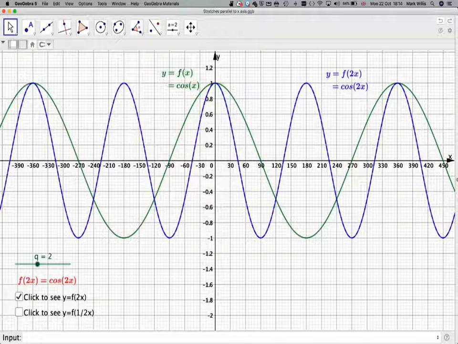Now if we click on here, we can actually see the graph. There we go, we can see the blue graph a bit more clearly. So what happens is it gets pushed in towards the y-axis, so that the stretch is parallel to the x-axis, and the scale factor is actually a half, because it's been pushed in.